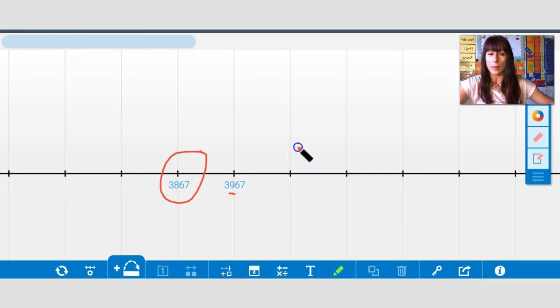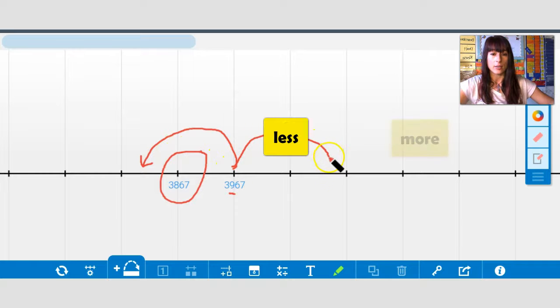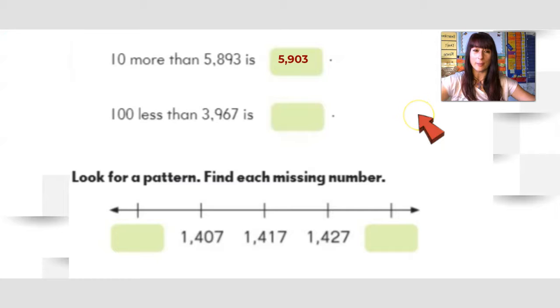If you need to find a number that is less, you need to go to the left on your number line. And if you need to find a number that is more, you need to go to the right side of your number line. Use your number line if you need to complete your independent work that you have assigned for this week. Let's put the number here. 100 less than 3,967 was 3,867.